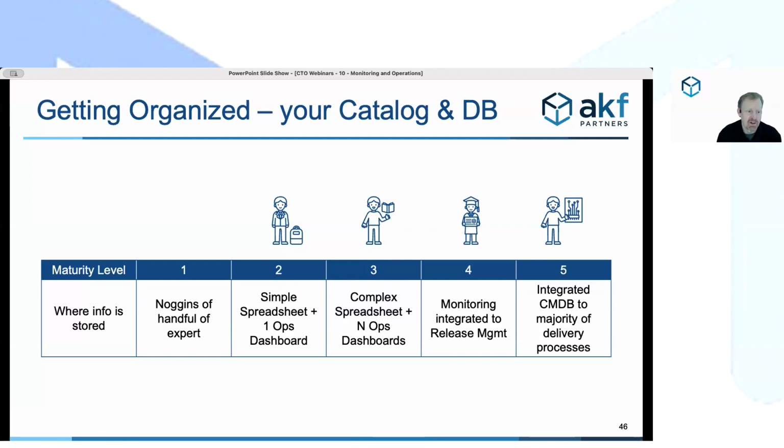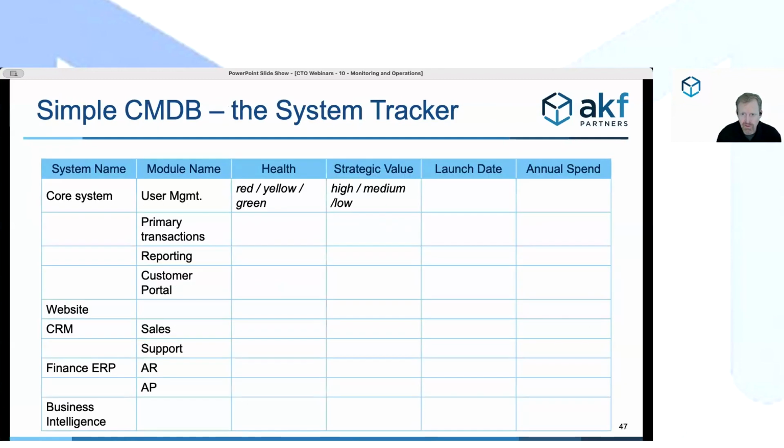So at the very least, we'd like to have you at least have a basic spreadsheet. I call it the system tracker. The idea here is just whichever your main system is, if you have key modules, you might have domains as typical services. The overall health: what is your health? Red, yellow, green, from does it keep you up at night or not? Strategic value to the company, high, medium, low, and launch date, annual spend.